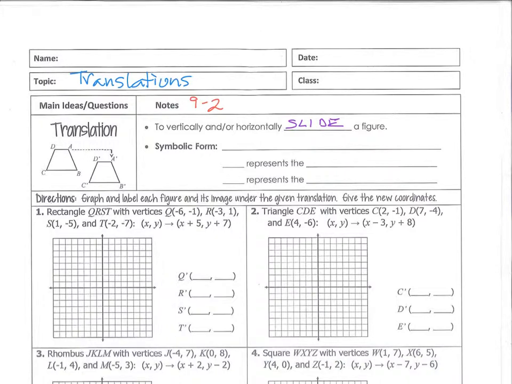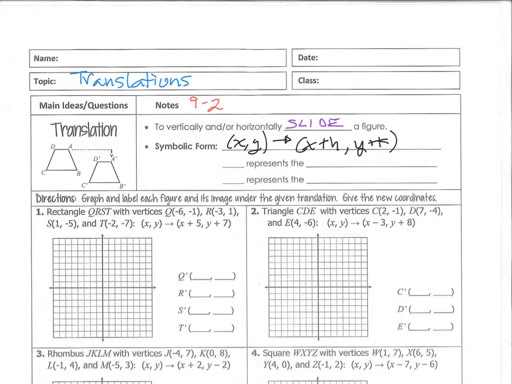There is some symbolic form which I'm not going to really focus on, but we'll go ahead and write it down anyway. You've got your ordered pair (x, y). This maps onto, that's what the little arrow means, it maps onto (x + h, y + k). Have we seen the x with the h before and the y with the k before? Yes. Where have we seen that? The equation of a circle, okay?